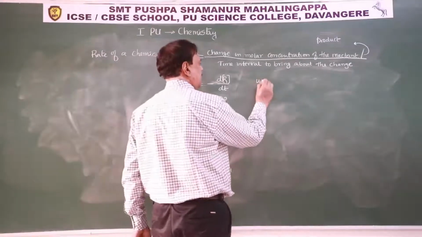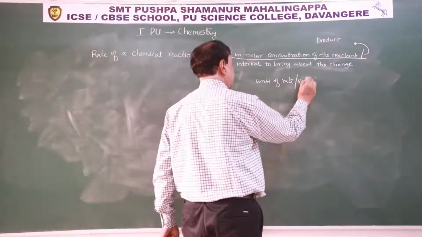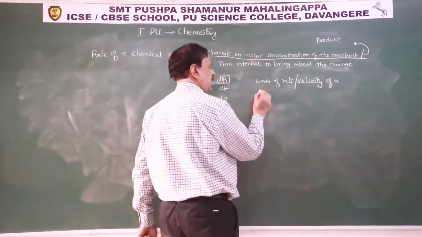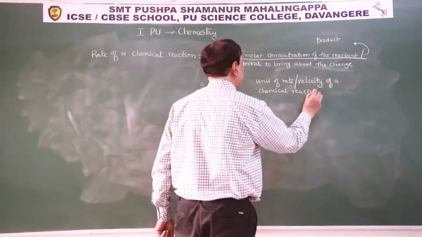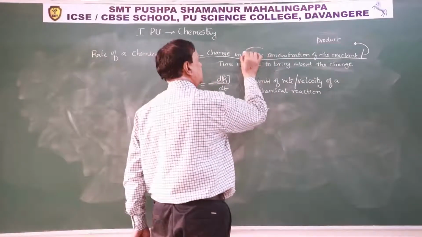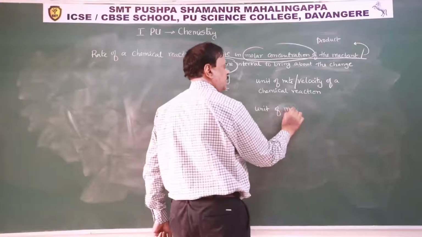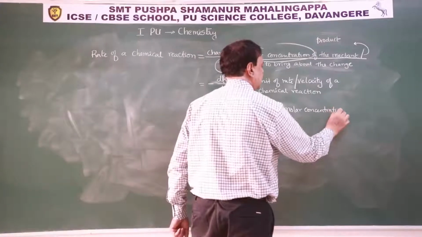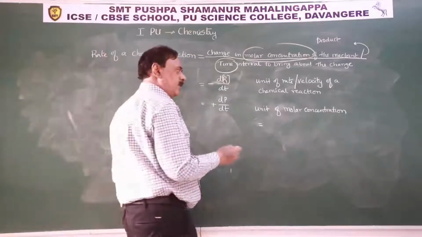Now what is the unit of velocity, the unit of rate of a chemical reaction? What is the unit of the numerator, the unit of molar concentration, and the unit of time? The unit of molar concentration is nothing but amount of substance, that is in terms of moles, divided by unit volume.